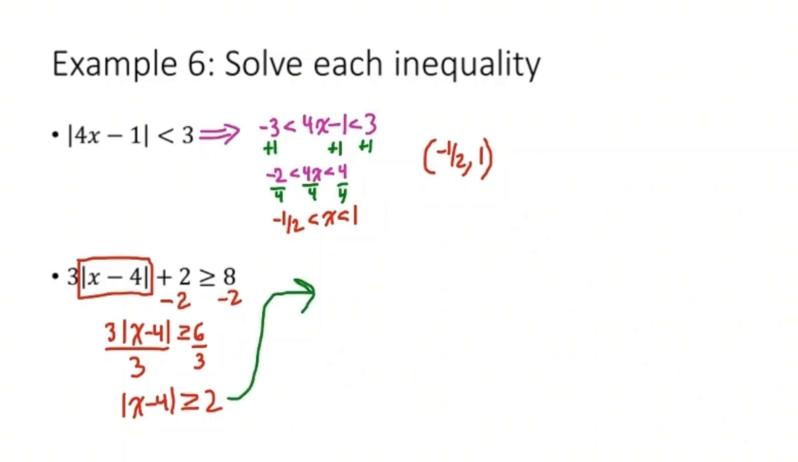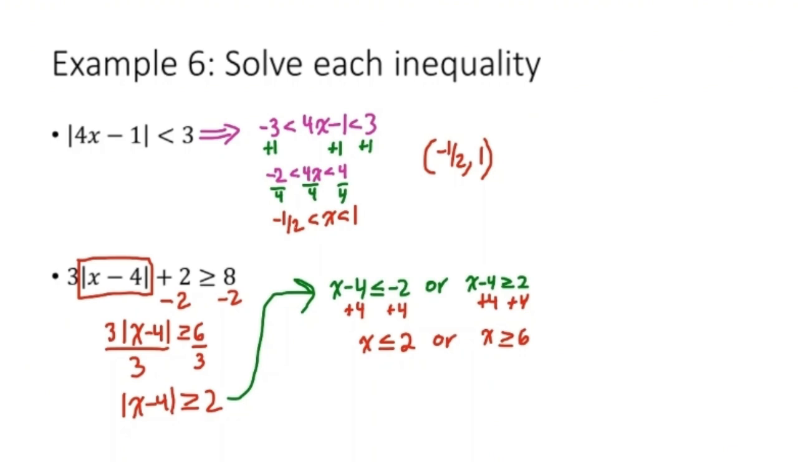Well, since the absolute value of x minus 4 is greater than or equal to 2, that means our expression x minus 4 is at least 2 units away from 0. So x minus 4 would either be less than or equal to negative 2, or x minus 4 is greater than or equal to positive 2. Now we can solve each inequality. Fortunately, we would have to add 4 to both sides of both inequalities. In the first inequality, we get x is less than or equal to 2. The second inequality, we get x is greater than or equal to 6. When we write our answer in interval notation, we get negative infinity to 2, union 6 to infinity, where we put square brackets around the 2 and the 6.